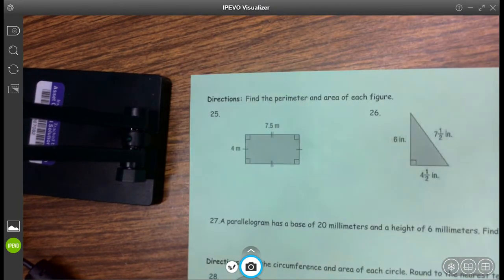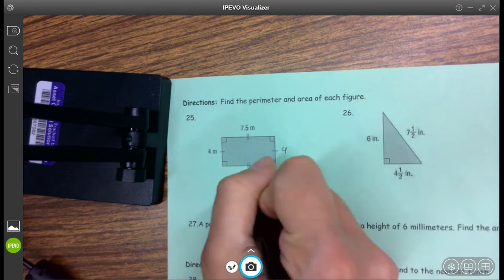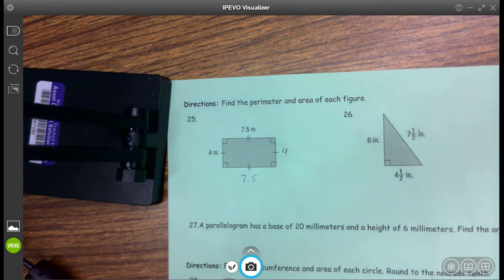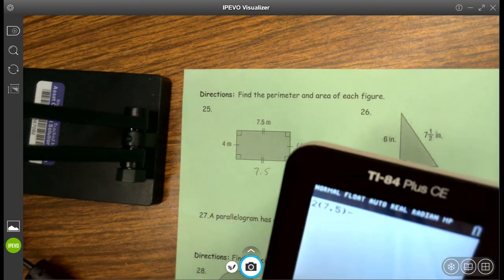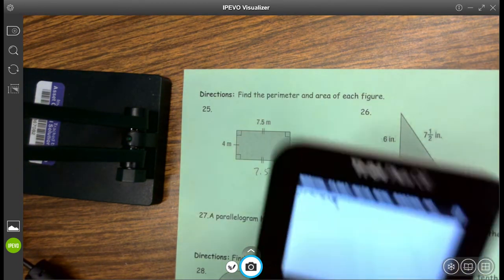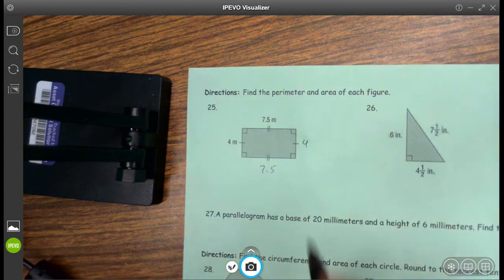On the back, we want you to find perimeter of both and area of both. Well, perimeter is just adding up the sides. So if it's 4 here, it's 4 here, and if it's 7.5 here, it's 7.5 here. So what I'm going to do is there's 2 sides of 7.5 plus 2 sides of 4. We're going to get 23.